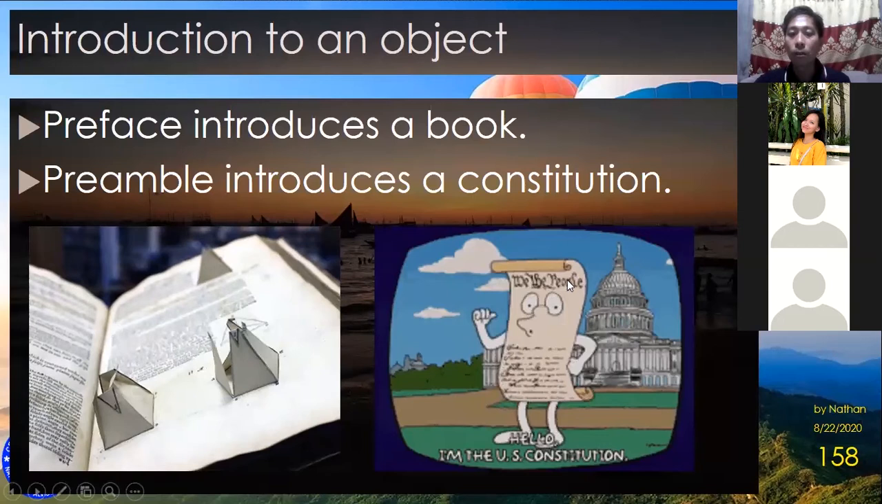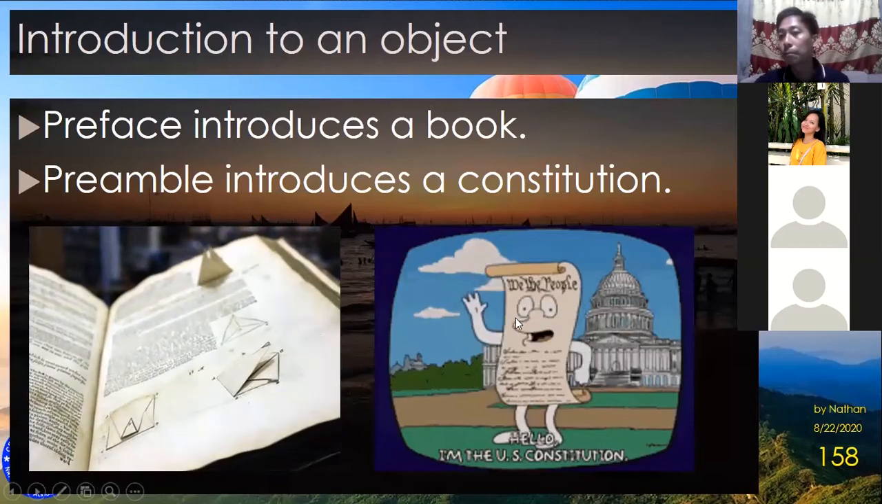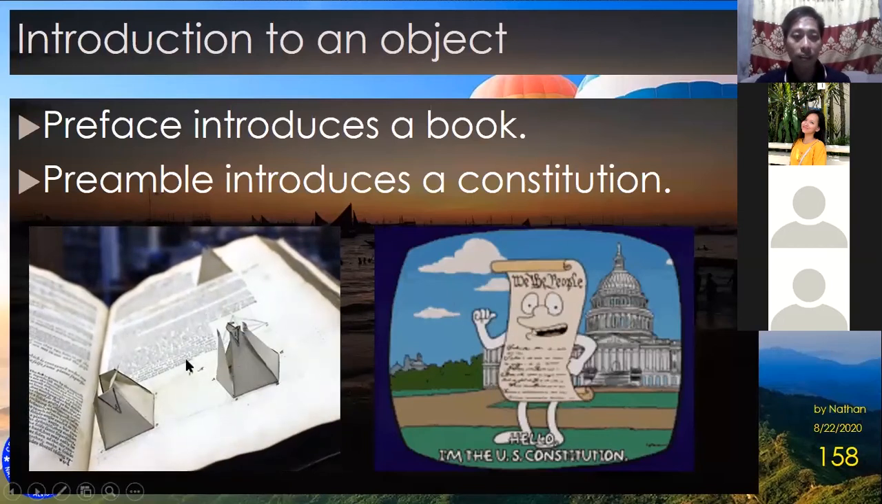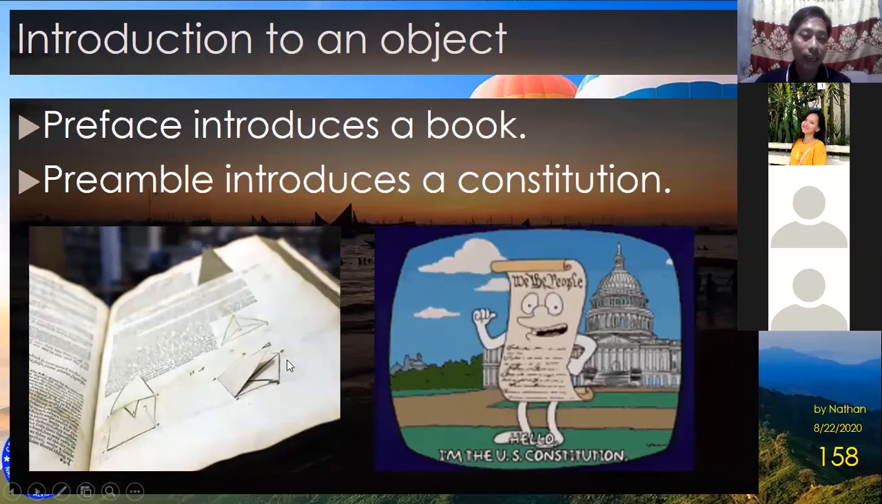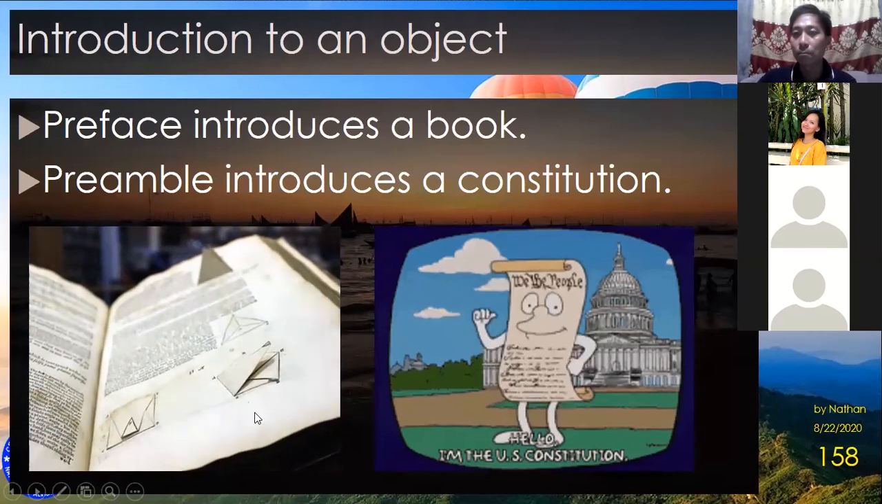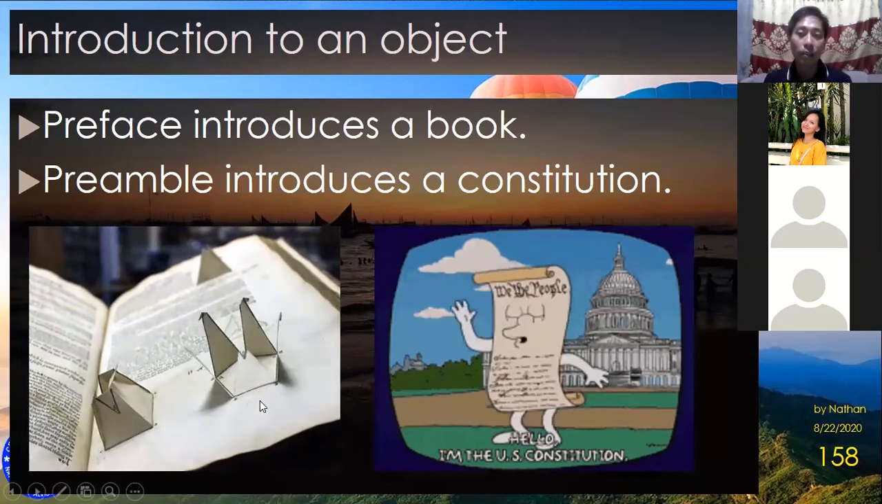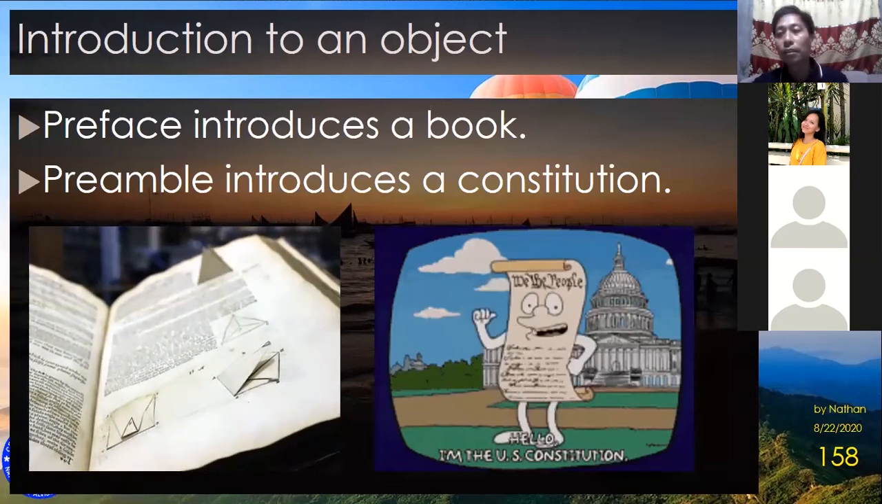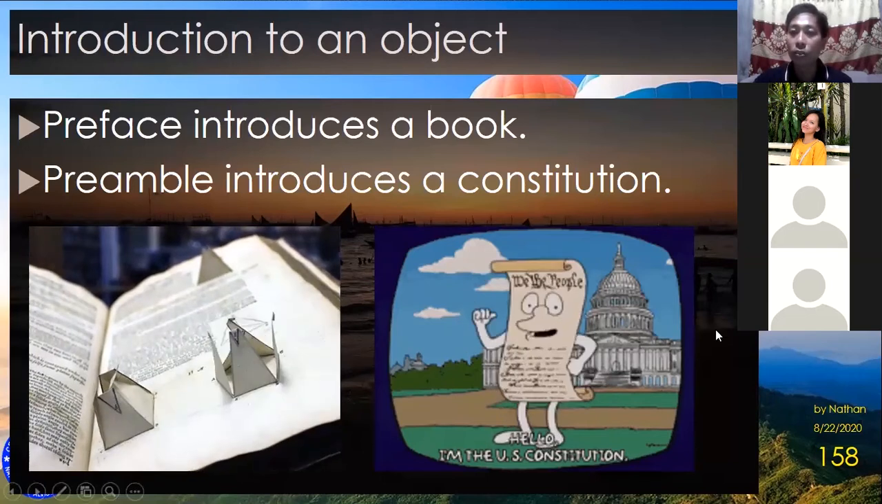So we the people, blah, blah, blah. That's the opening of the Constitution, the preamble. Same with the book. This is not a preface of the book, but it's a nice animation, so I put it in there to represent the book. But preface is what you normally see when you open the book. It's the first page that you will see.